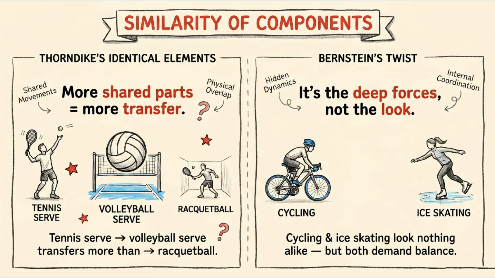Violin bowing looks a lot like sawing wood or filing metal, yet he expected almost no transfer among them because the forces involved are completely different. Meanwhile, cycling and ice skating look nothing alike, yet he expected real transfer between them because both come down to one deep demand: maintaining dynamic balance on a very narrow base of support. Same hidden challenge, even with utterly different looking movements. It's a standing reminder to look past appearances and ask what the body is actually regulating underneath.